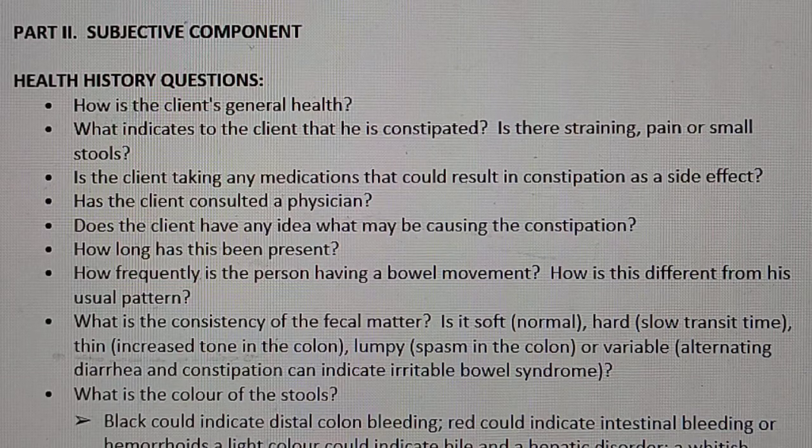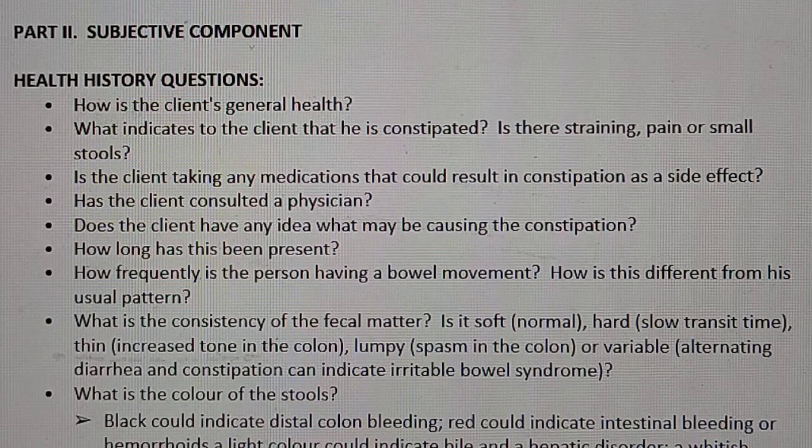And when and where does it occur? So when does the client feel the pain? Is it during, after, or before doing the bowel movement? And where? You're going to ask the client, so where does the pain occur?